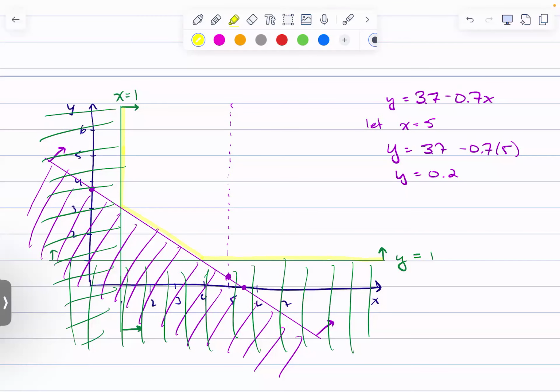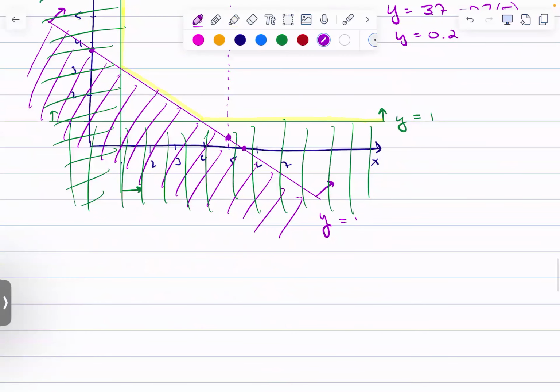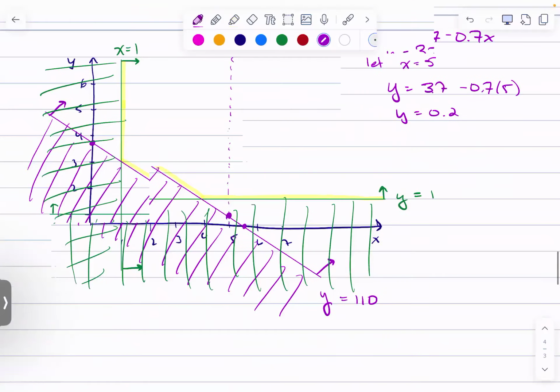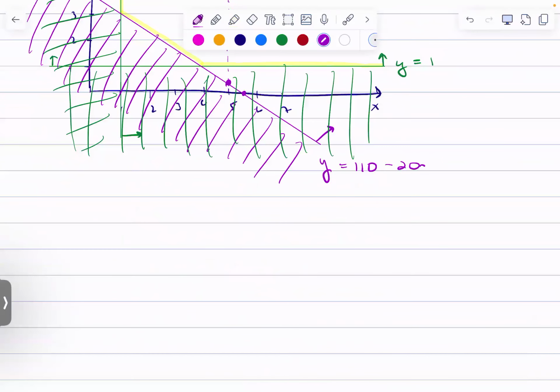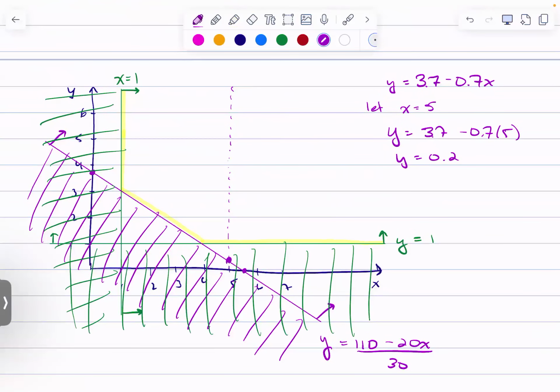Now, I guess I need to put a label on this thing. Y is 110 minus 20x over 30. Remember, for finding the intersections, you're going to use the exact values, right? Use the full fractions. So that's why I'm labeling it like that.